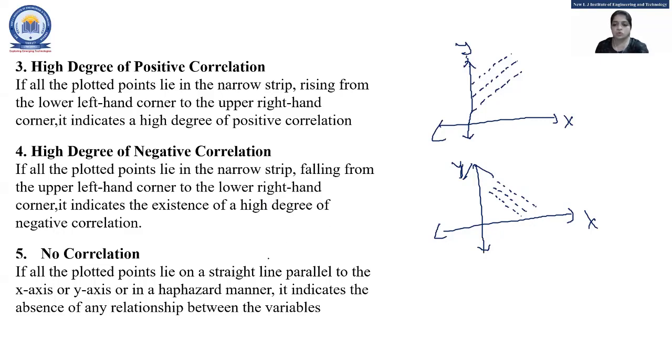And last, that is no correlation. And if we want to represent this no correlation graphically, it is like this, right? There is no correlation, students. So if all plotted points lie on a straight line parallel to the x-axis or y-axis, or in a haphazard manner, it indicates the absence of any relationship between the variables. So it is known as no correlation.